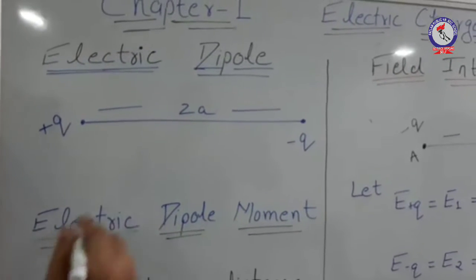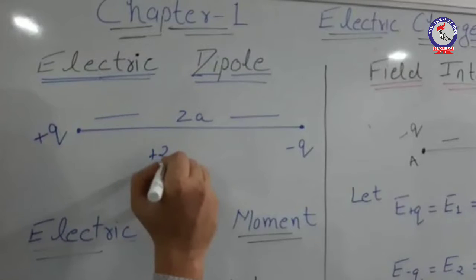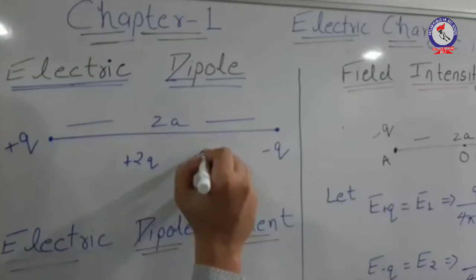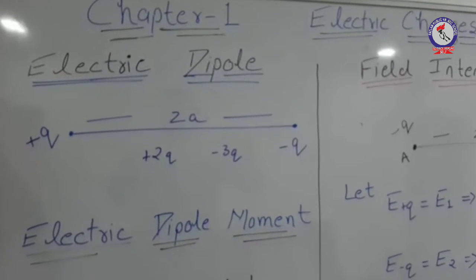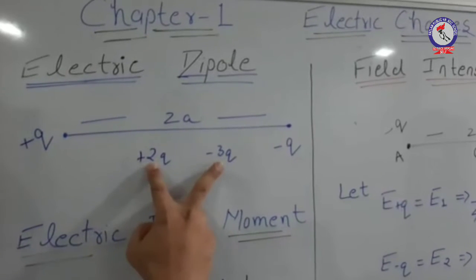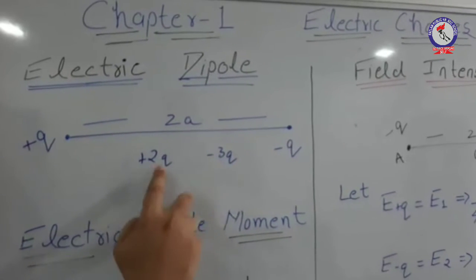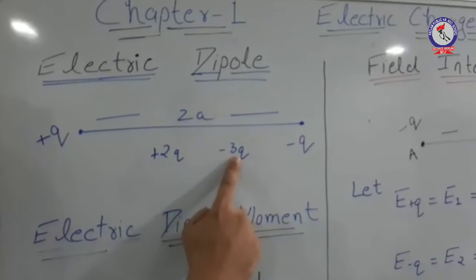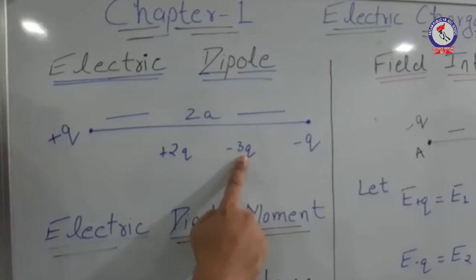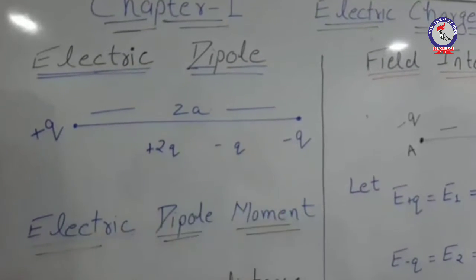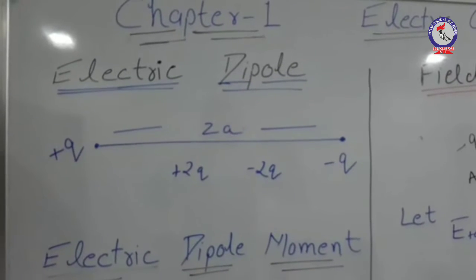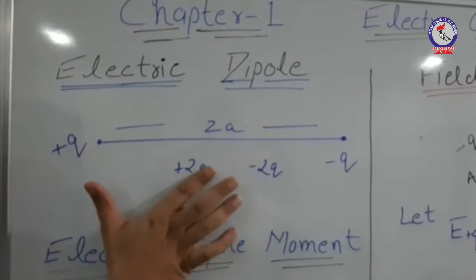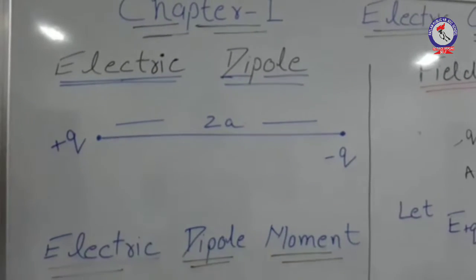If you say that the combination of plus 2q and minus 3q makes a dipole, it does not make a dipole, because if you observe the magnitude of the two charges, one is 2q and another one is minus 3q. It does not make a dipole. In order to make it a dipole, it should be a charge of magnitude minus 2q. So this was the concept of electric dipole.